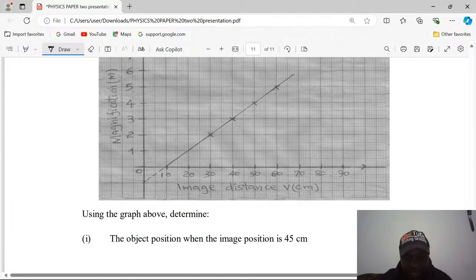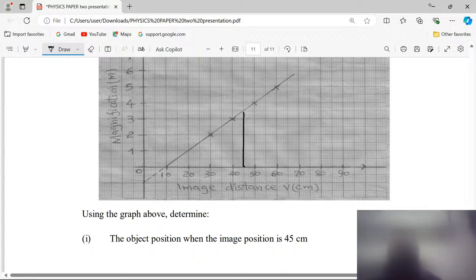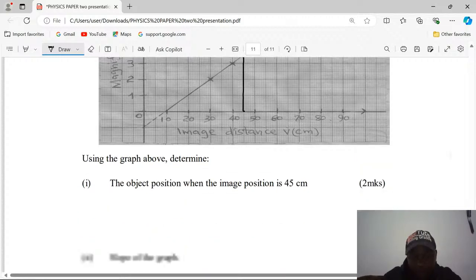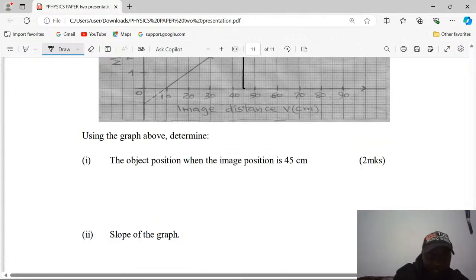So we start by identifying image position of 45. Then we move along that now. Image position of 45 should be between 40 and 50. That is the point. Then we read the magnification now. When you read the magnification, we read the magnification there. The magnification is 3.5.